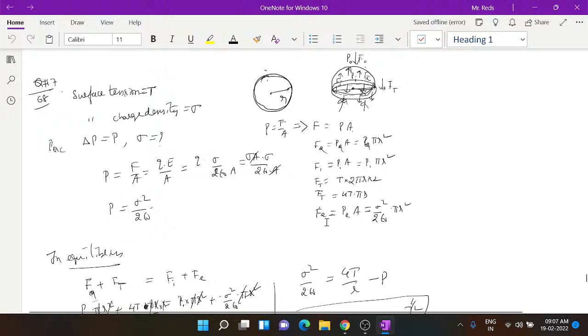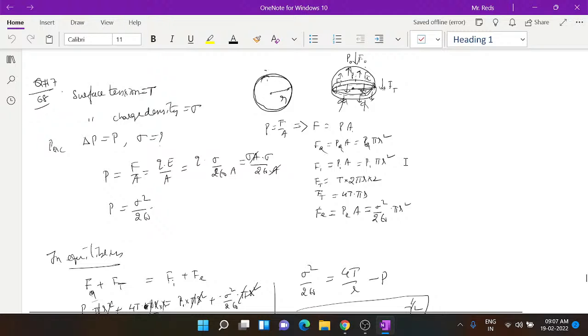Whereas for the electrostatic force, as it is a spherical shape, if the charge is there, the electric lines of force go everywhere in outward directions. So you can consider that force is equal to electrostatic pressure into area. Electrostatic pressure can be expressed as sigma square by 2 epsilon naught. You have to remember this: sigma square by 2 epsilon naught into the area on which it is acting, pi r square.